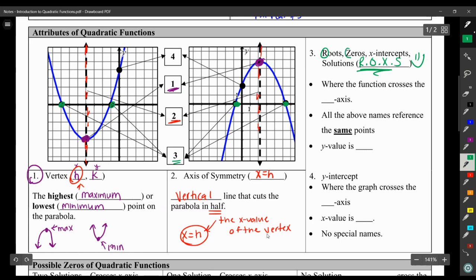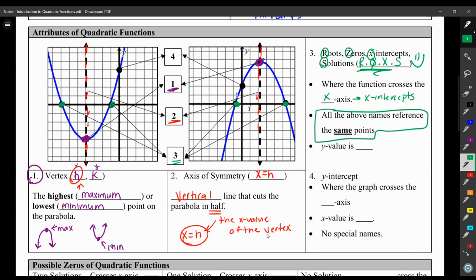So roots, zeros, x-intercepts, and solutions. All of these names reference the same points. They're not different coordinates. These are all where the parabola crosses the x-axis. If you remember that these are called x-intercepts, you will know the definition of the rest because they all mean the same thing. An x-intercept is where it crosses the x-axis. Also, for every x-intercept, the y value is always 0, so it's some number, comma, 0.